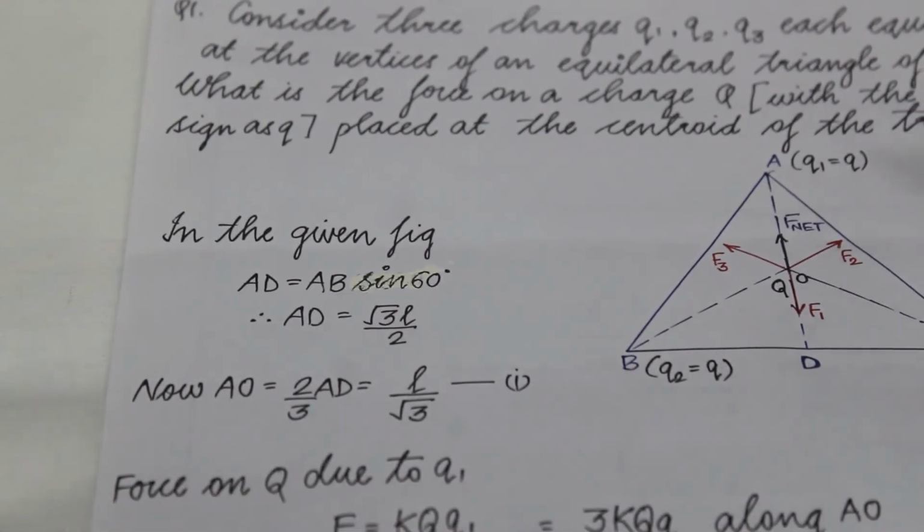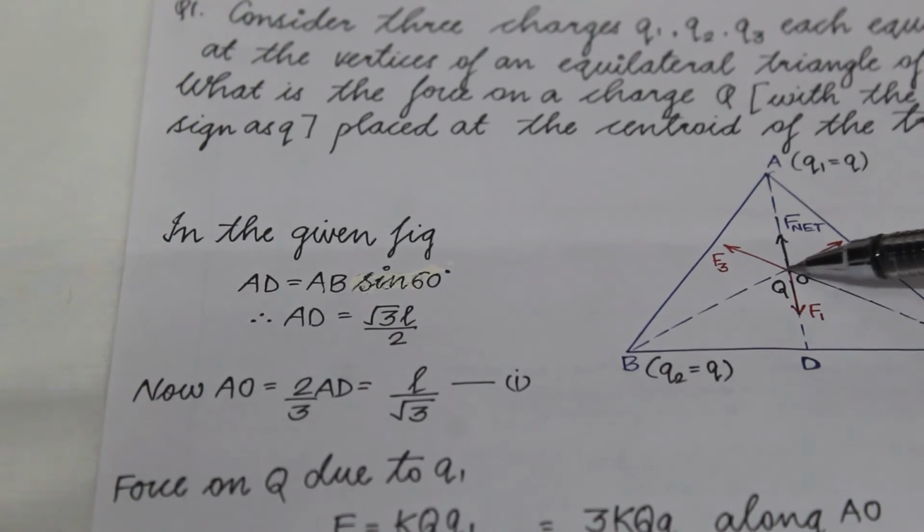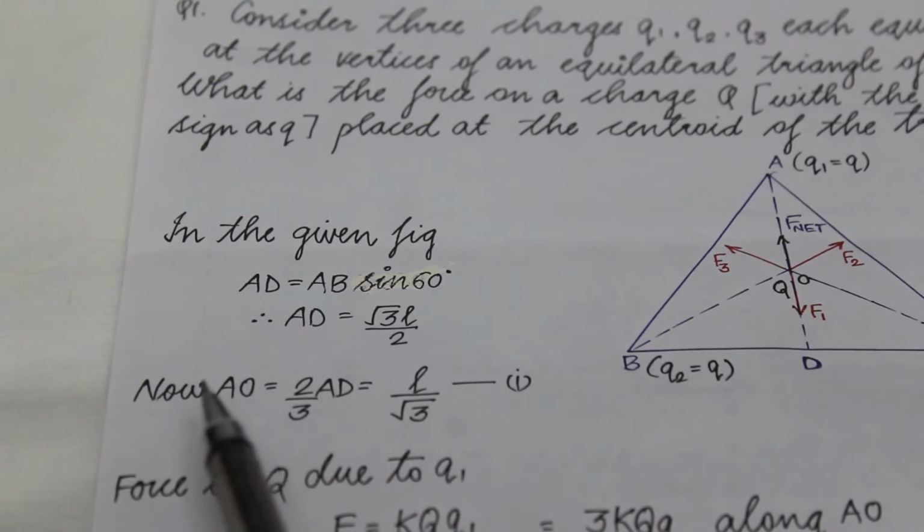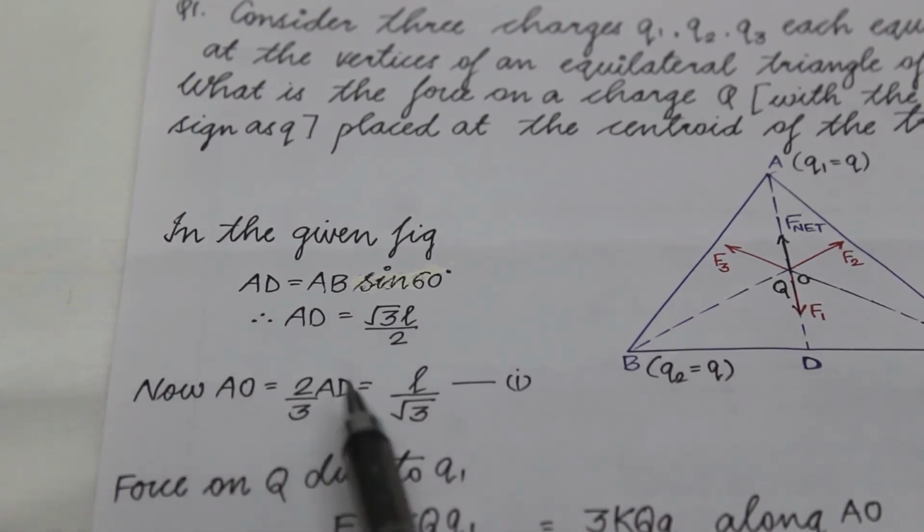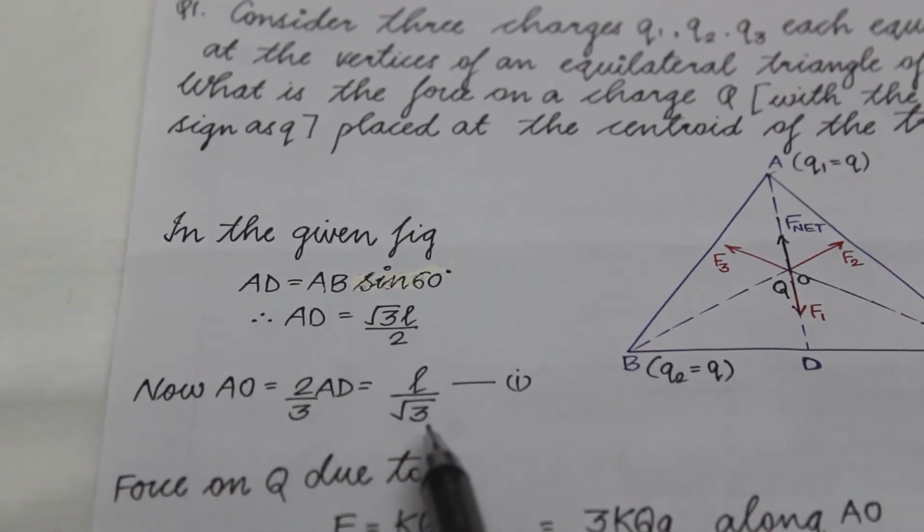Now AO, as we know, the centroid divides the median in the ratio 2:3. So AO is equal to 2/3 AD. From there we get L by √3.